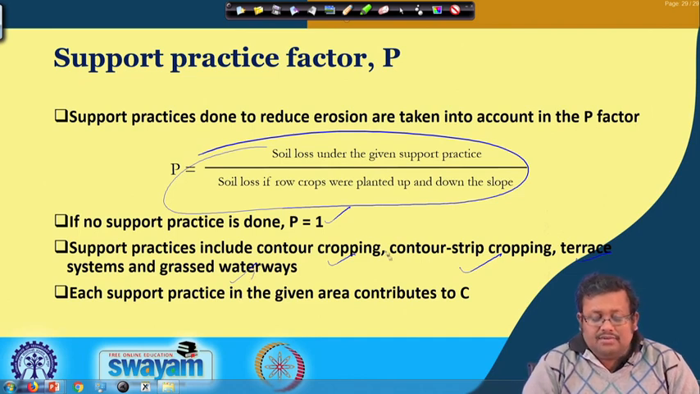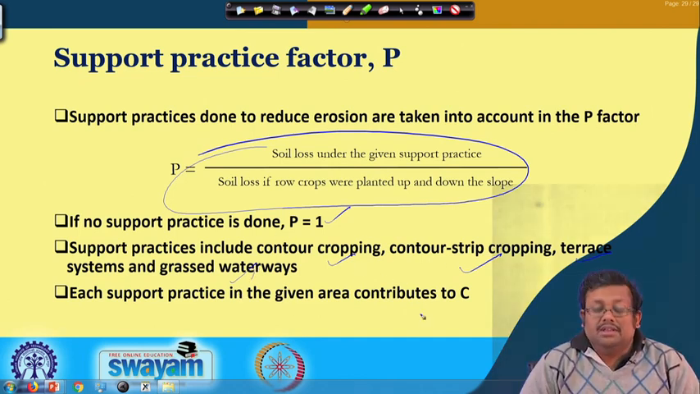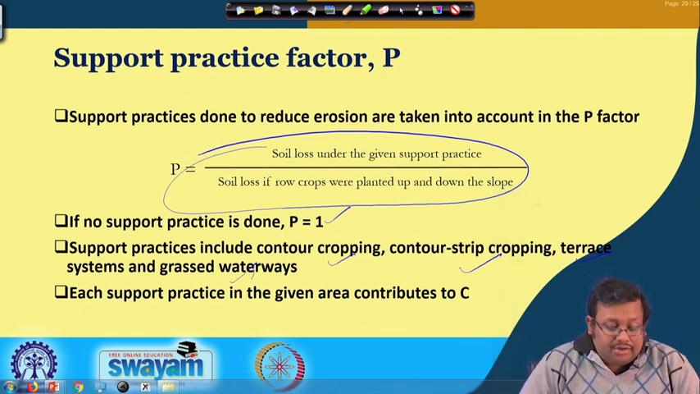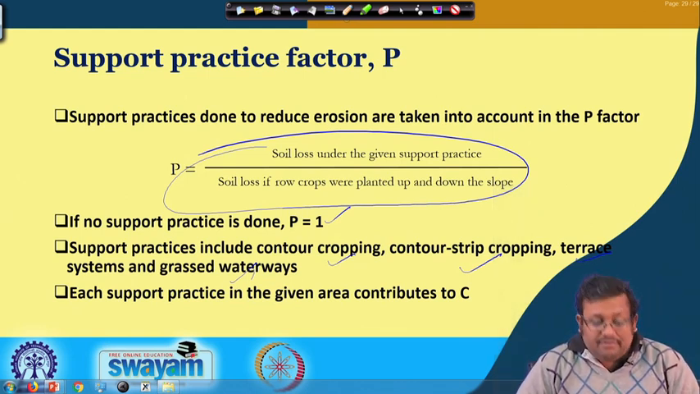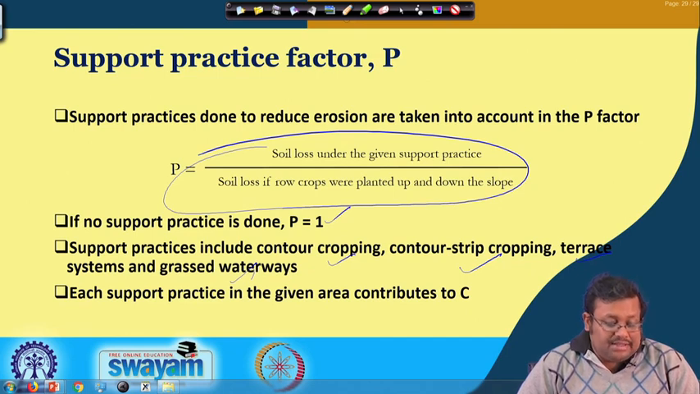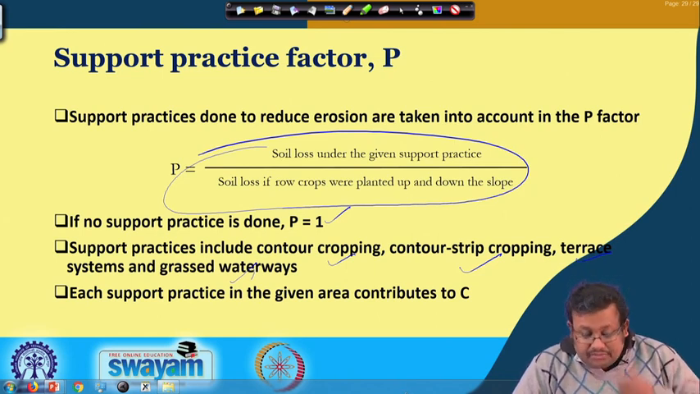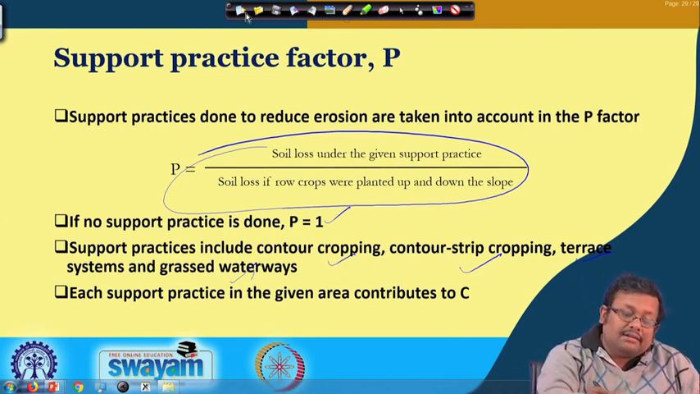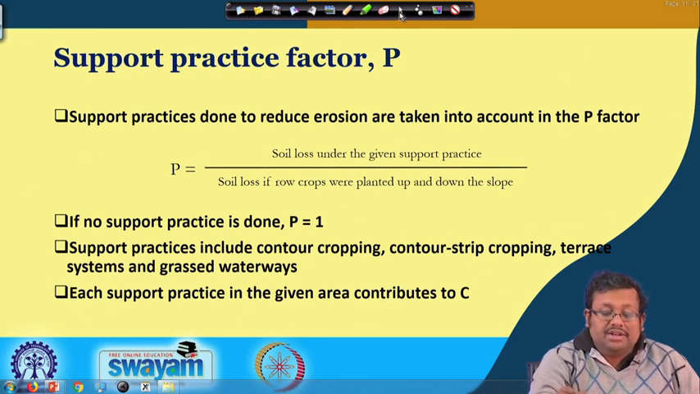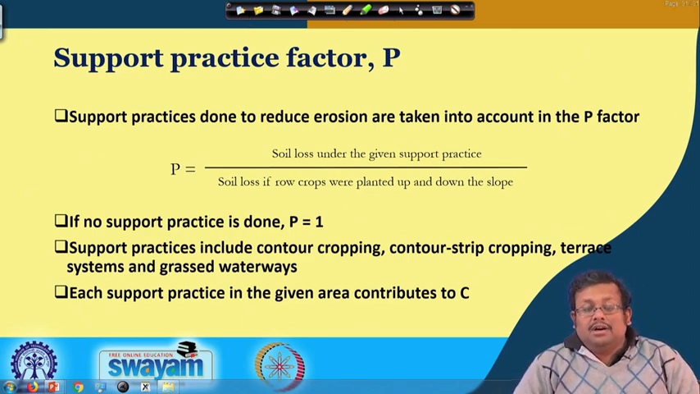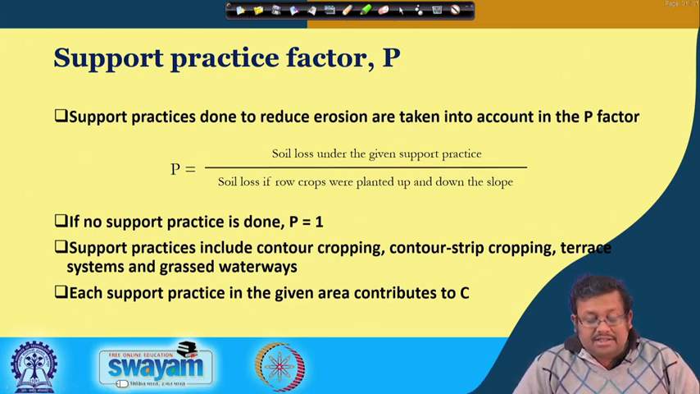So you know about contour cropping, I showed you in the last lecture, and then contour strip cropping, then terracing I have already shown you in the last lecture, and I have just shown you the grassed waterways. And each support practice in the given area contributes to this factor also. So these are the important factors which are responsible for calculating the universal soil loss equation.